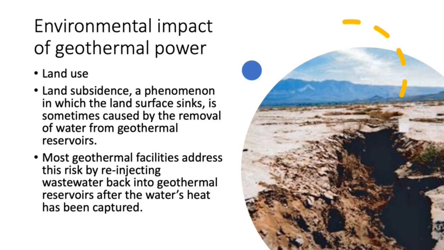Environmental impact of geothermal power. Land use. Land subsidence, a phenomenon in which the land surface sinks, is sometimes caused by the removal of water from the reservoirs. Most geothermal facilities address this risk by re-injecting wastewater back into these empty reservoirs after the water's heat has been captured.